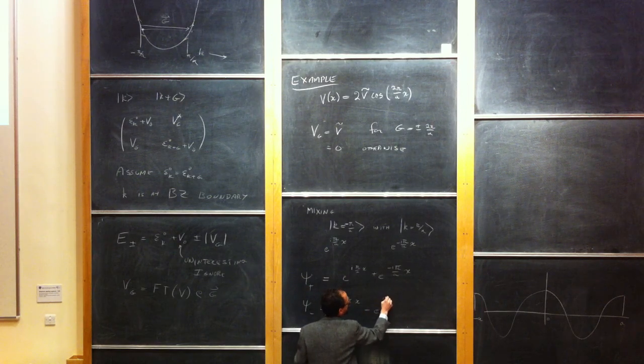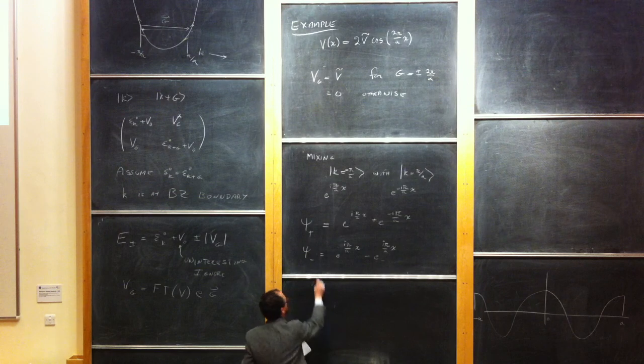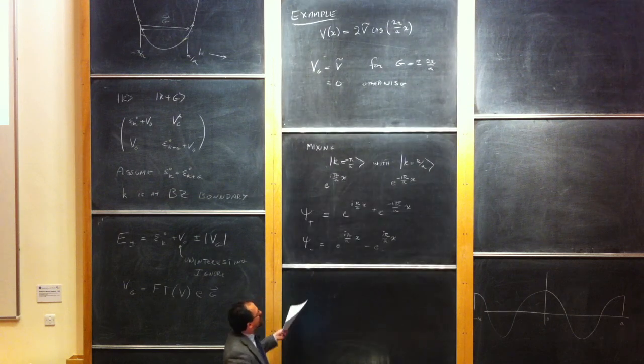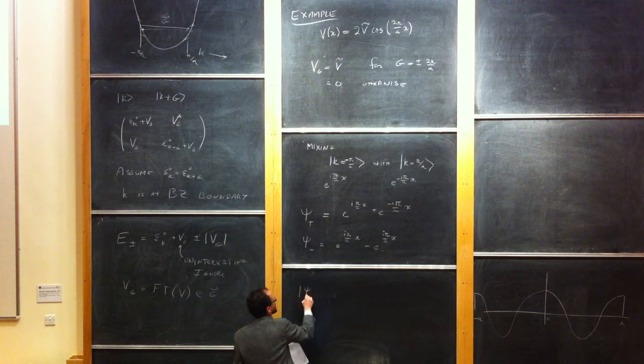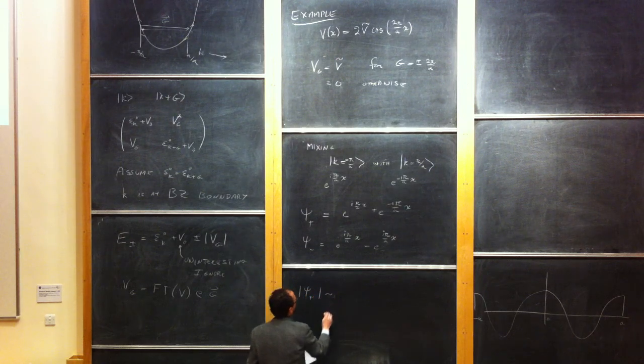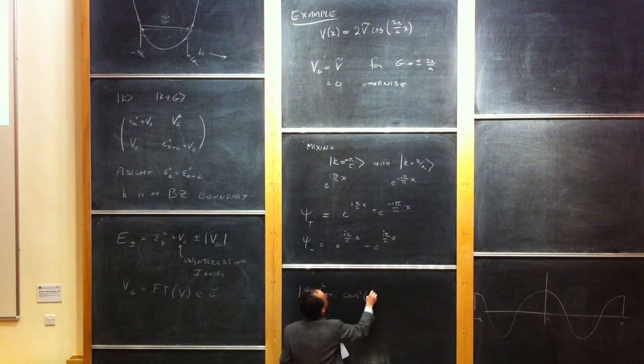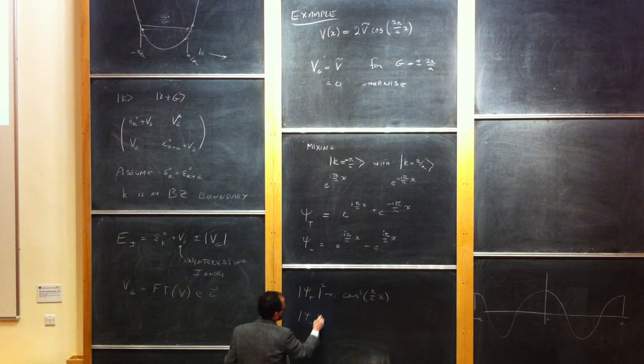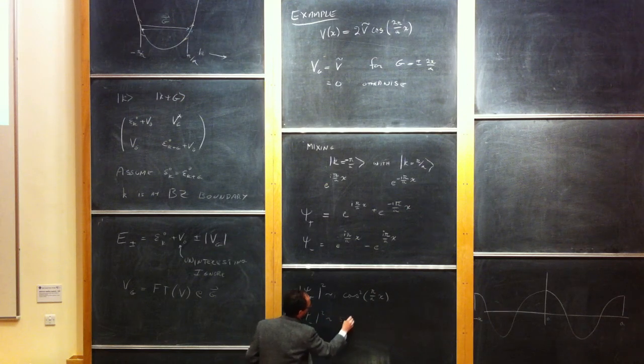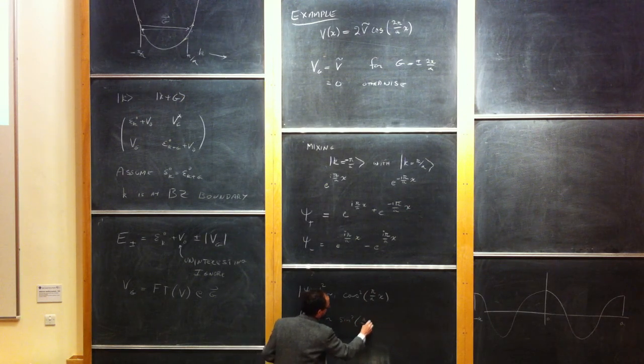And then we can look at the corresponding probability amplitudes of these two wave functions. So psi plus squared is proportional to cosine squared of pi over a x, and psi minus squared is proportional to sine squared of pi over a x.